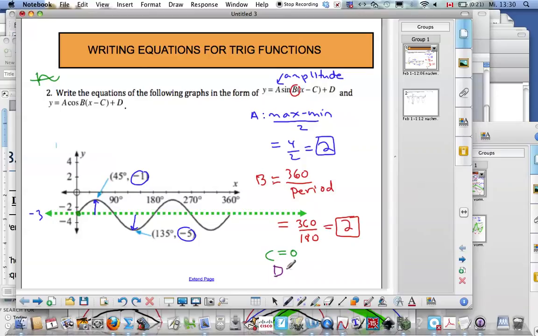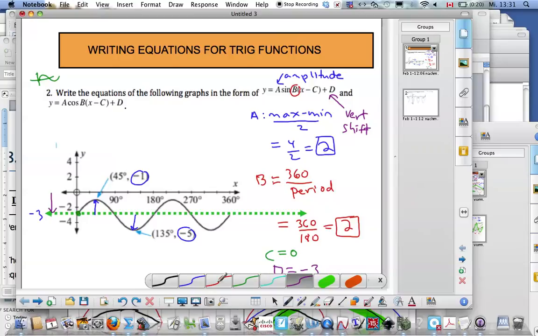Let's do D. That's our vertical shift, up or down, right? Outside of the function, sine x, so we know that it's going to shift up or down. Your normal sine curve has a principal axis of the actual x-axis. So you can just see how much your principal axis has been shifted down. In this case, it's gone 3 down. So that means that the whole thing was shifted -3. And what do we have? We have everything. Voila, we can write our sine function.